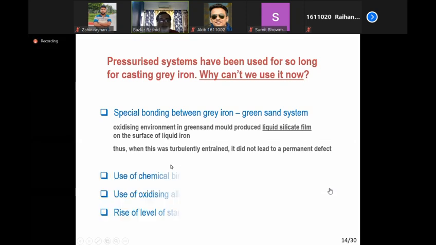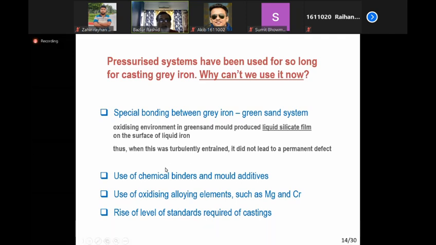But the problem is, nowadays we no longer use the green sand system. To have quality casting, we use chemical binder, and we use lots of mold additives. And these types of additives and chemical binders do not give the protective film that we usually find in the green sand system. So the insensitivity to turbulence is lost in this case. As a result, turbulence will give you bad quality castings in these types of molds.